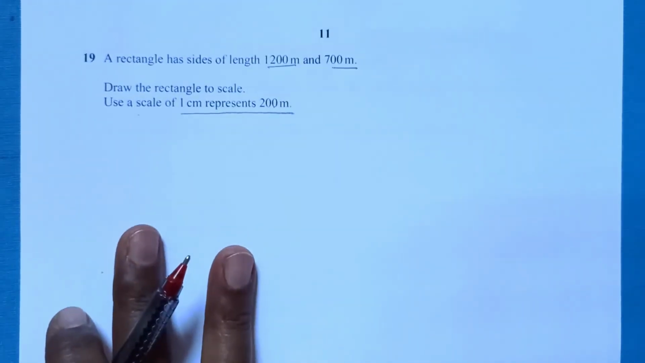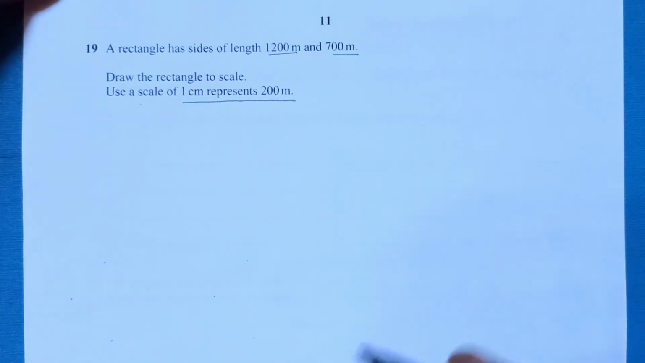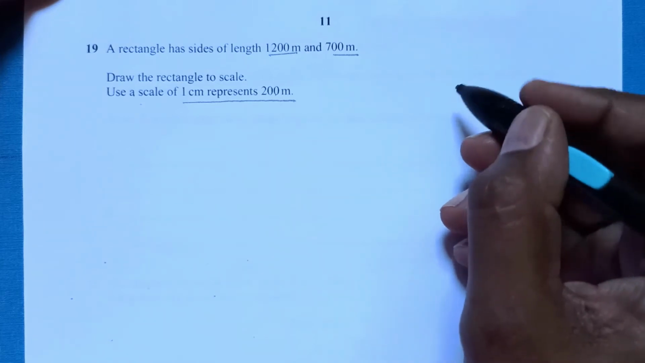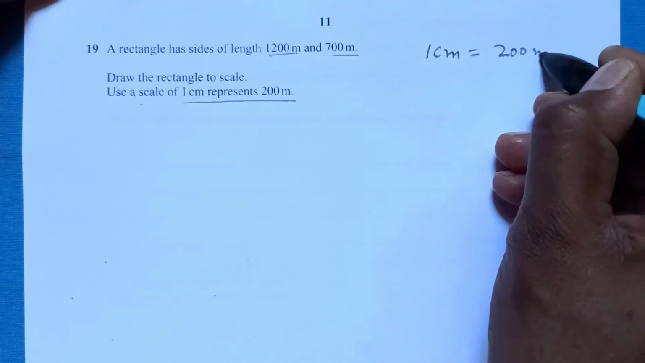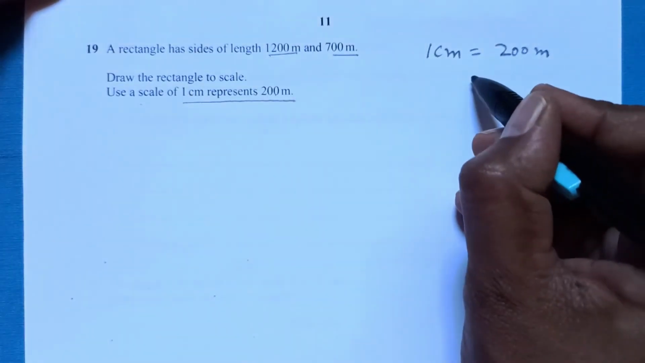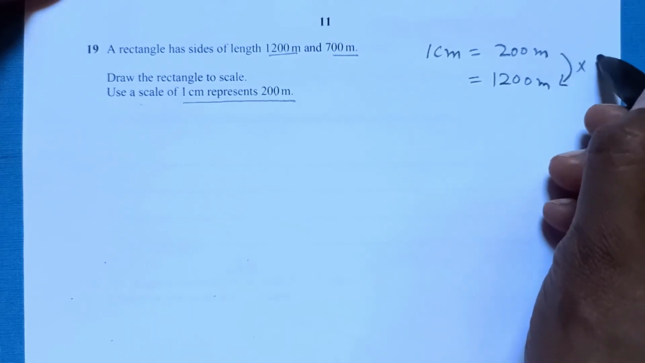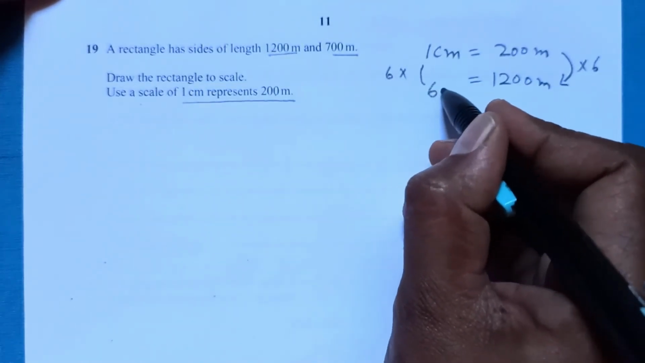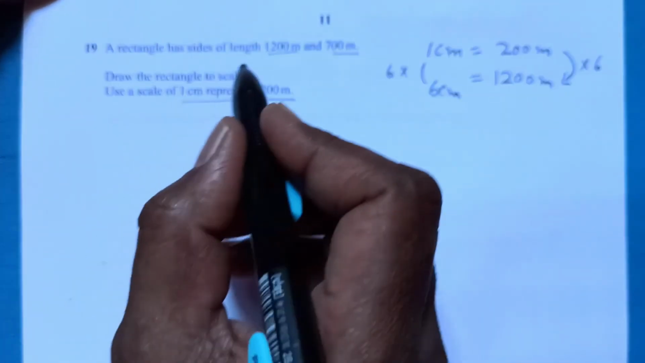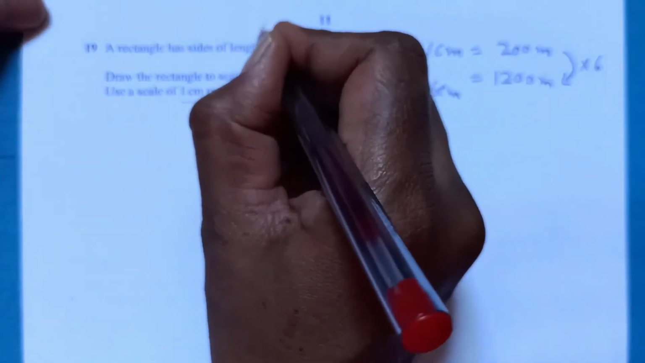As you can see here, first we need to convert the scales. We have 1 centimeter is equal to 200 meters, and we need 1200 meters. How do we get it? By times 6. So here also you will times 6. So that will be 6 centimeters. So we got one length. This will be represented by 6 centimeters.